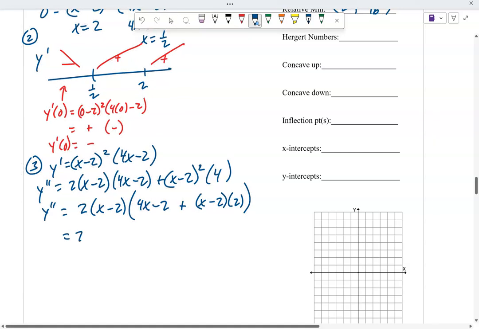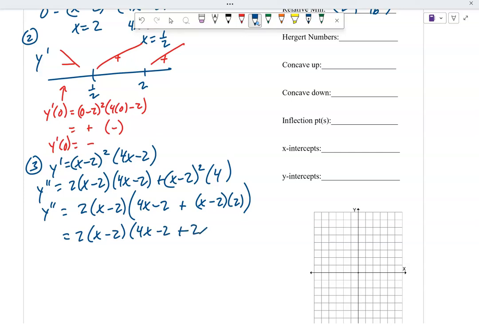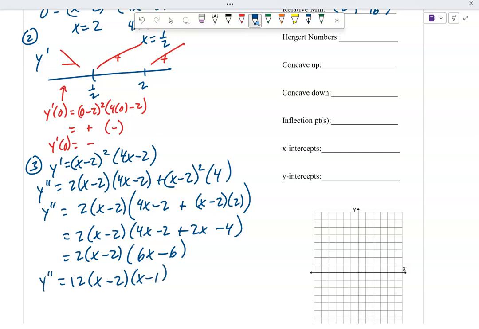So I've got 2, I've got x minus 2, I've got 4x minus 2 plus 2x minus 4. So we've got 6x minus 6. Let me take a 6 out front and multiply it by that 2, so I'd have 12 right there. Again, I took a 6 out of the 6x minus 6, so I'd have x minus 1. So there's our double prime.